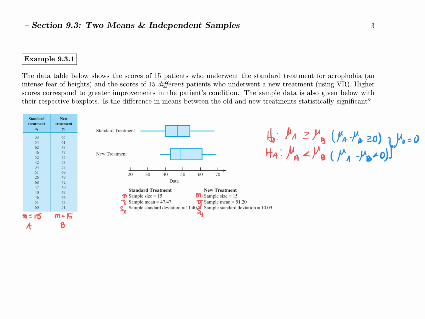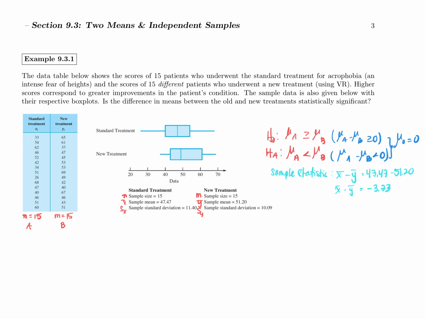We need to know our sample statistic. So let's get that. Our sample statistic here is going to be x bar minus y bar because we have mu A minus mu B, so we keep them in the same order, x bar minus y bar, or 47.47 minus 51.20. Yes, it is going to be negative, so x bar minus y bar then is a negative 3.73. And this makes sense because our alternative is that mu A is less than mu B, which means it should be a negative number if our data is showing us.